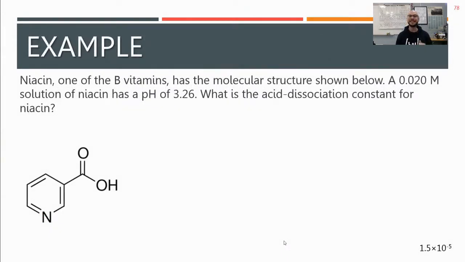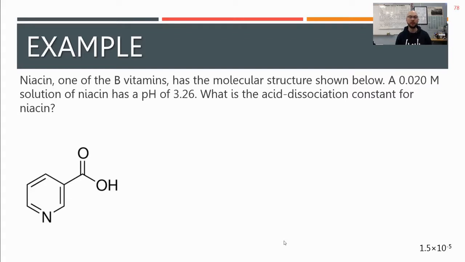Okay, this example is a little bit different because we're given a pH and we're actually asked to solve the Ka, or the acid dissociation constant. So niacin, one of the B vitamins, has a molecular structure shown below. A 0.020 molar solution of niacin has a pH of 3.26. What is the acid dissociation constant for niacin?